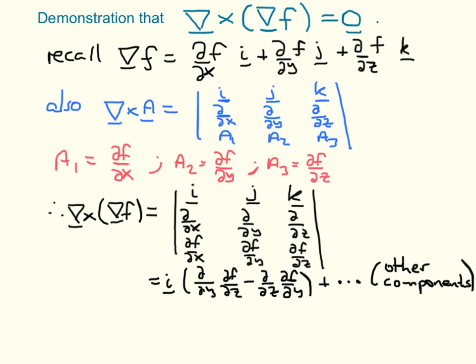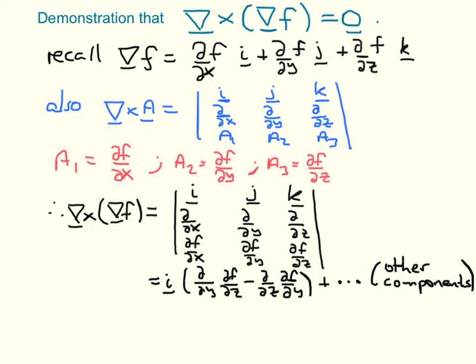Now, by equality of mixed partial derivatives, we recognize that these two terms are the same. So if I have f and I differentiate it with respect to z and then differentiate it with respect to y, it is the same as if I take f and I differentiate it first with respect to y and then with respect to z. So if f obeys the conditions that we can exchange the order of the differentiation, this will equal this.